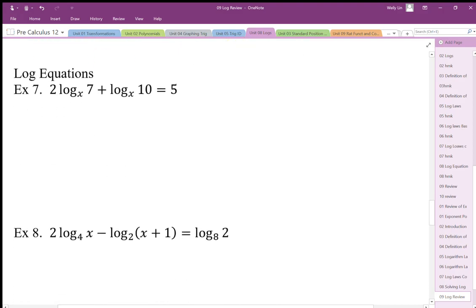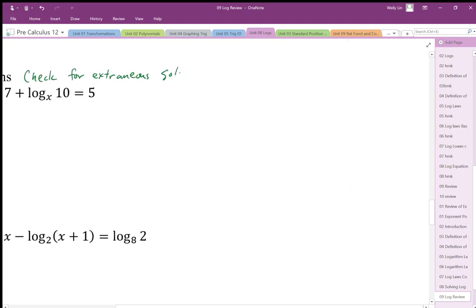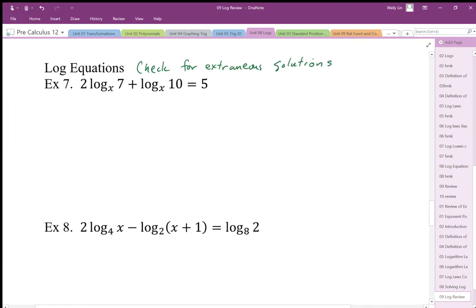So with log equations, we have to be careful because we have to make sure we check for extraneous solutions. Okay, so we want to check for extraneous solutions anytime we solve log equations. There are lots of ways to get rid of logs, because we're going to have to get rid of the log to solve for x.